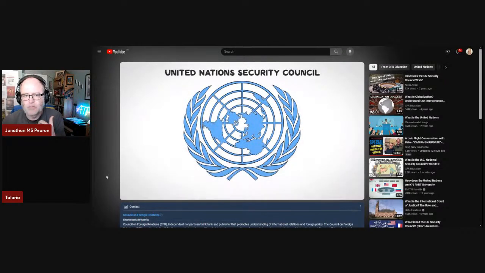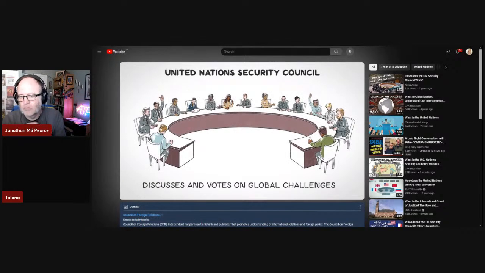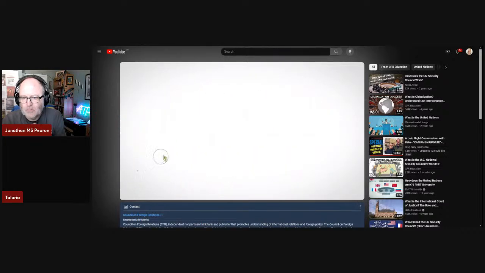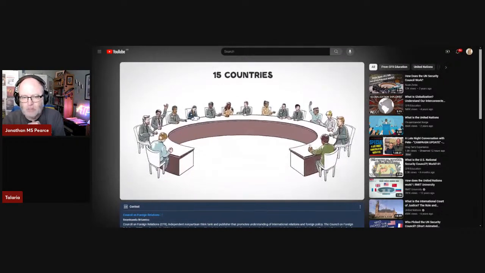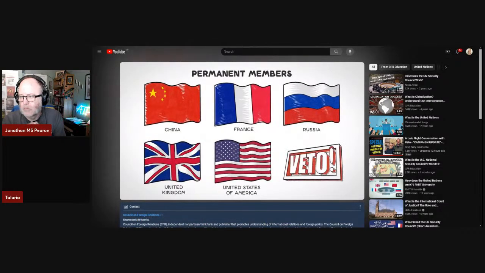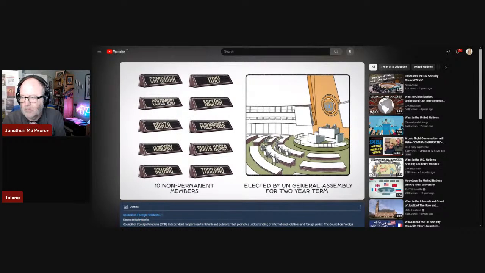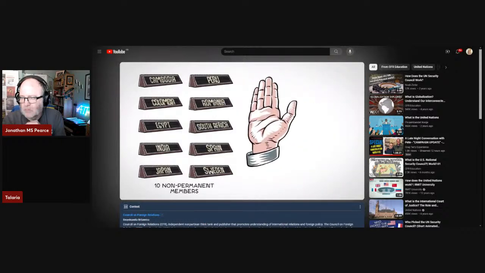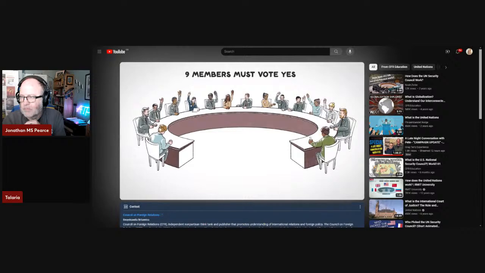The United Nations Security Council works to maintain international peace and security. It discusses and sometimes votes on potential solutions to a wide range of global challenges, from the spread of nuclear weapons to armed conflicts to even climate change. 15 countries sit on the Council. 5 are permanent members. They're always on the Council, and they have the power to veto any Council decision. The other 10 countries are non-permanent members. They're elected by the UN General Assembly for 2-year terms. They can vote just like the 5 permanent members, but they do not have veto power over Council decisions. When the Council does vote, a majority of at least 9 members must vote yes, without any vetoes, in order for the Council to take action.